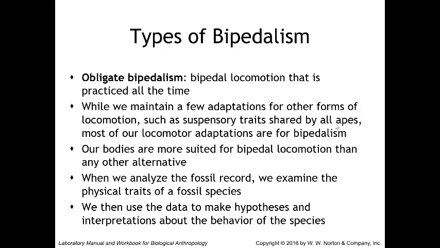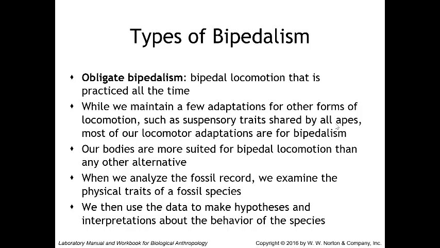However, what I'm trying to say is that we still maintain a few adaptations for other forms of locomotion, right? The fact that we can cross the monkey bars is because we have maintained suspensory traits. Most of our locomotor adaptations, though, are for bipedalism. Our bodies are more suited for bipedal locomotion than any other alternative.